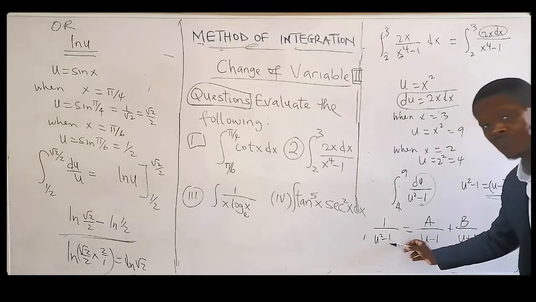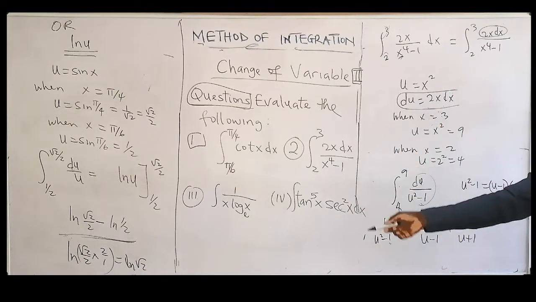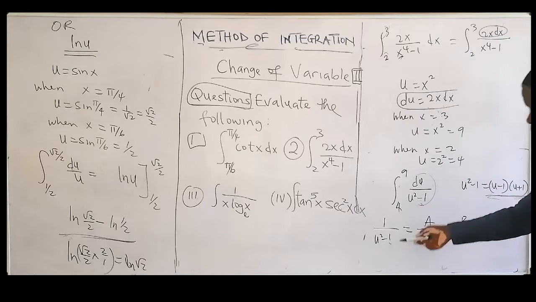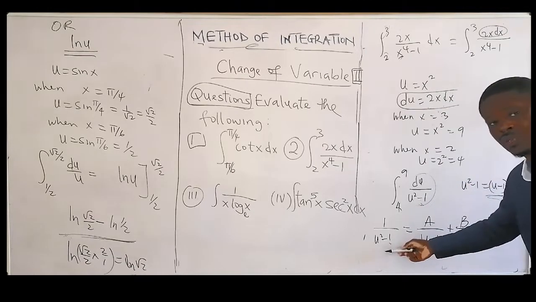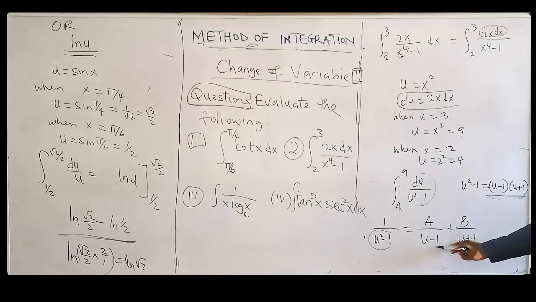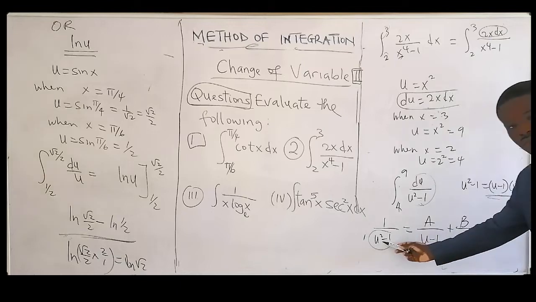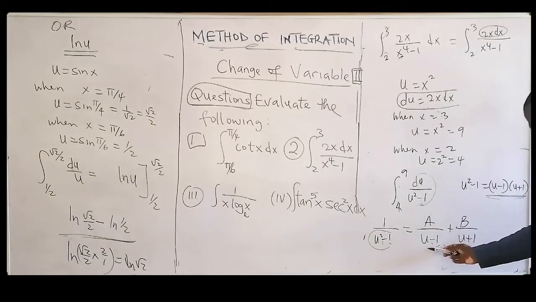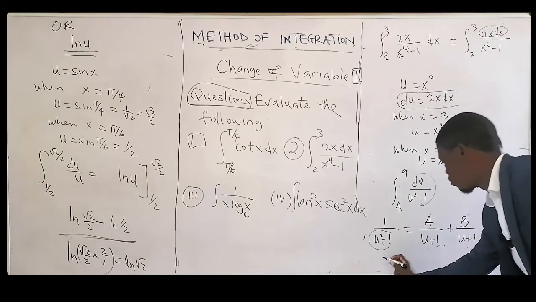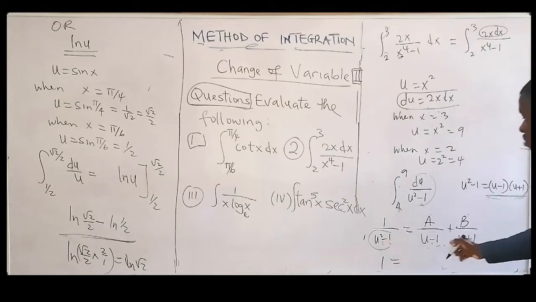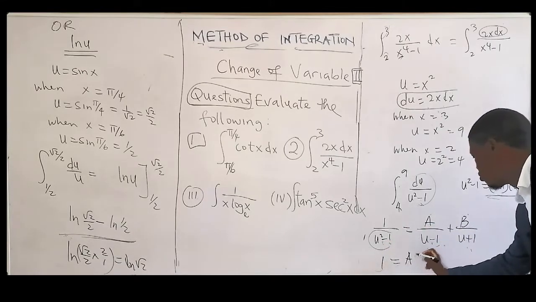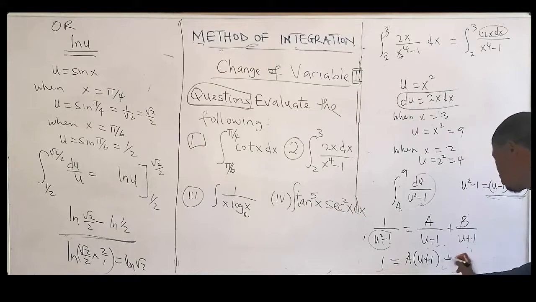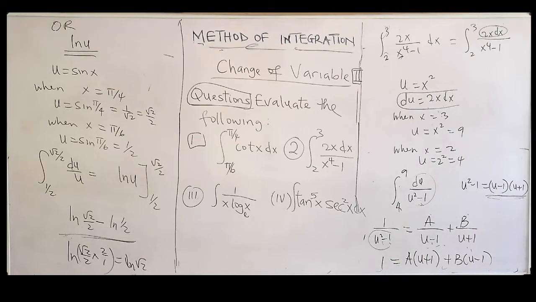When your denominator is factorizable, then you can turn that to rational factors, which are a over this, b over this. If you have linear factors like that, it will be a over one of the factors, b over the other linear factor. So that's what we did here. Then we have 1 equal to what? Multiply through by u squared minus 1, you have a into bracket u plus 1, and then b into bracket u minus 1.